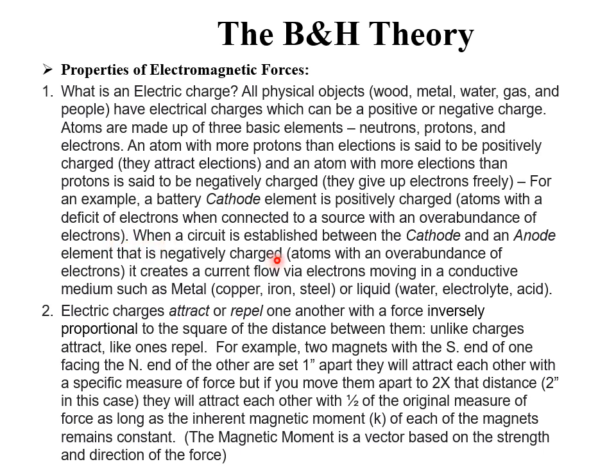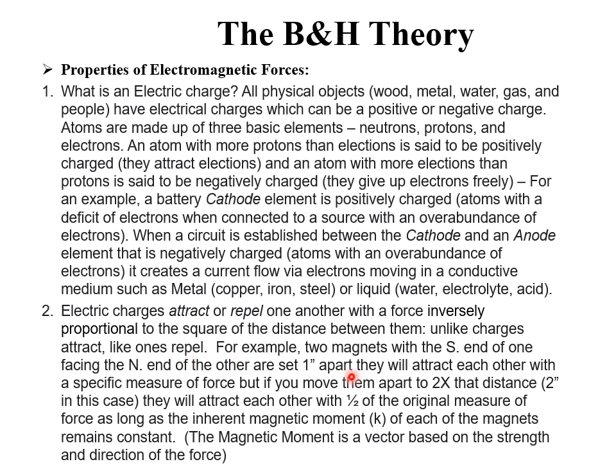So when a circuit is established between the cathode and an anode element that is negatively charged, atoms with an overabundance of electrons, it creates a current flow via electrons moving in a conductive medium such as metal, that'd be copper, iron, steel, or liquid, including water, electrolyte, and acids. Okay. Electric charges attract or repel one another with a force inversely proportional to the square of the distance between them. Unlike charges attract, like ones repel.